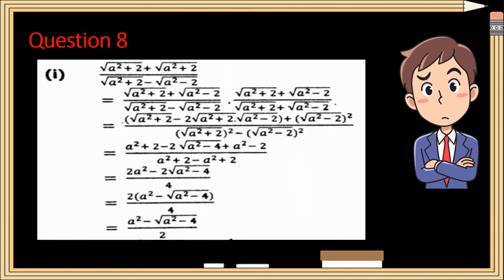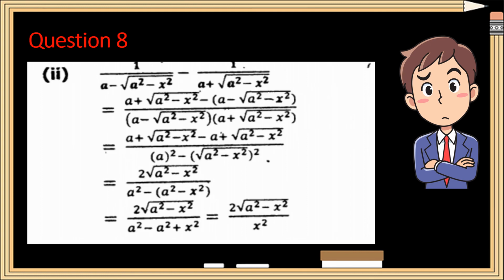So students, in question number 8 part 1, you have been given square root of a square plus 2 plus square root of a square plus 2 divided by square root of a square plus 2 minus square root of a square minus 2. You will just rationalize it because we have surds in the denominator. So rationalize it with the positive sign. You have a negative sign in the denominator. So we will multiply and divide it with square root of a square plus 2 plus square root of a square minus 2. Now you can see that in the numerator we have the formula a plus b whole square, and in the denominator we have the formula a square minus b square. So you will just calculate the values and get the answer.